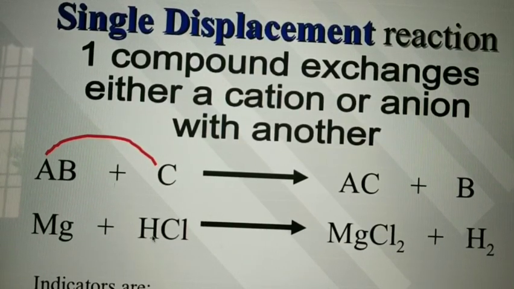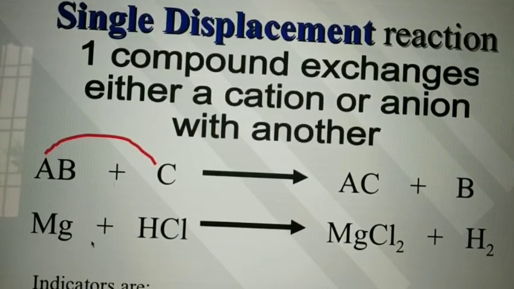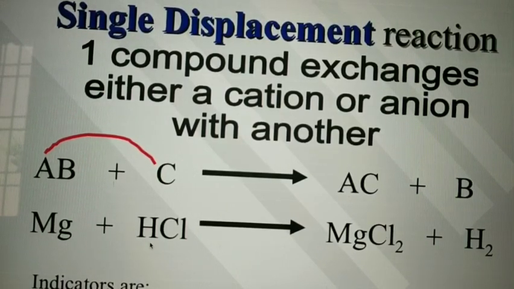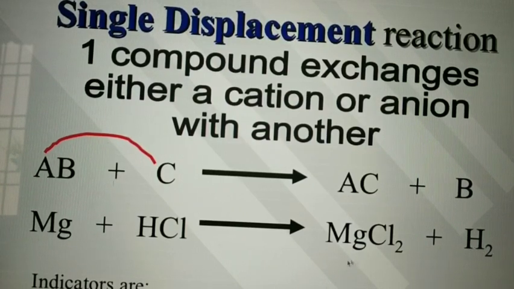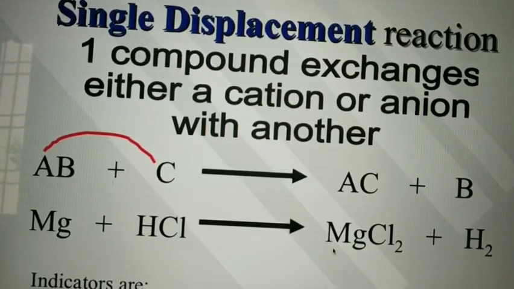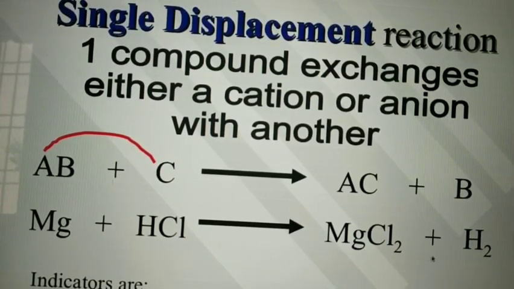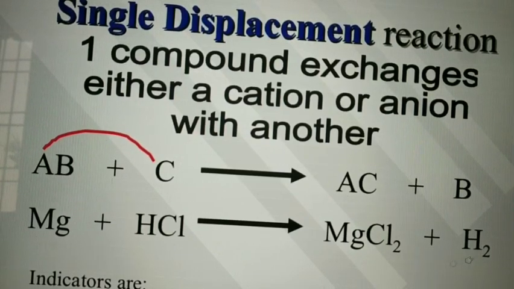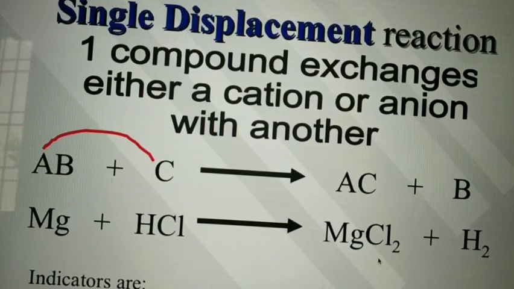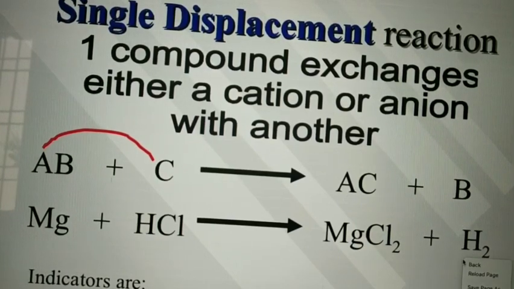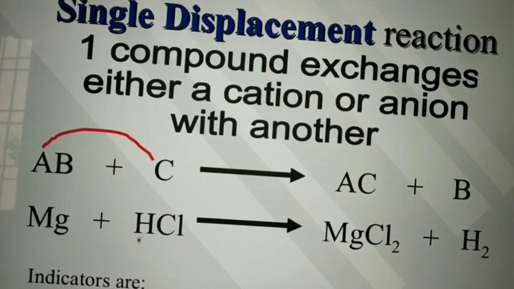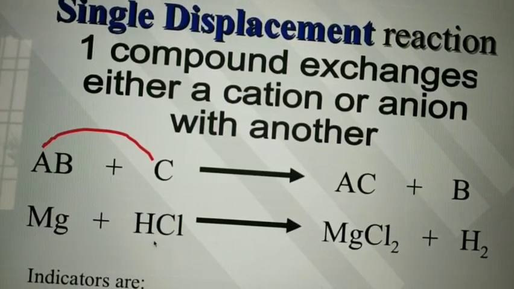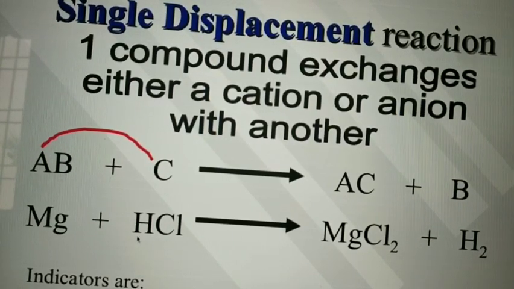If here Mg is there and here hydrogen is there, then hydrogen cannot displace magnesium from MgCl2. Hydrogen cannot displace magnesium from MgCl2. Why? Because magnesium is more reactive than hydrogen. Understood? Why can hydrogen not replace magnesium from magnesium chloride? Because hydrogen is less reactive than magnesium. Correct. But why can magnesium replace hydrogen from HCl? Because magnesium is more reactive than hydrogen. So that is why it replaces hydrogen from HCl. I hope it is clear to you all.